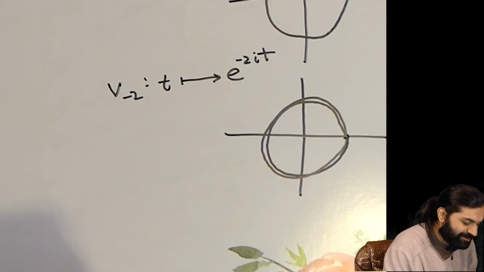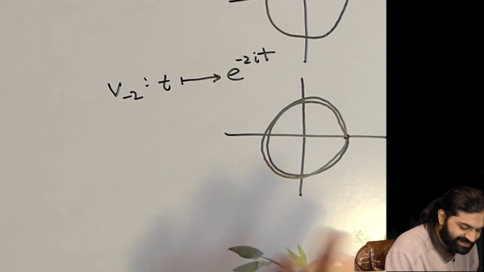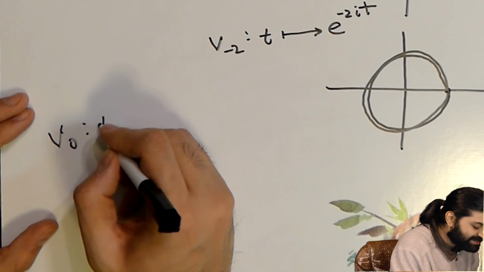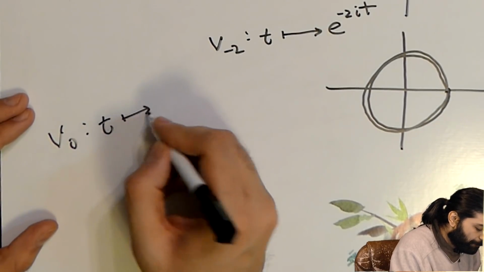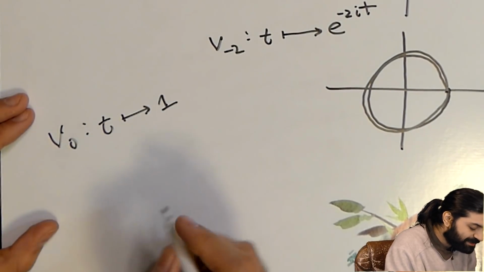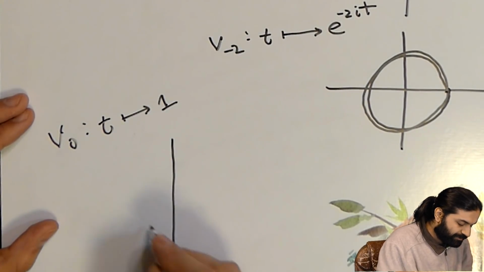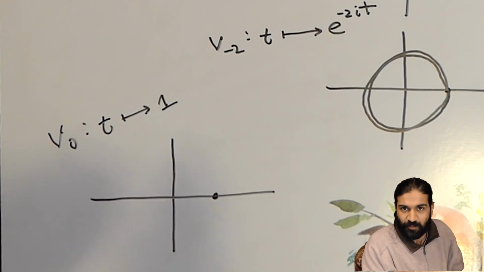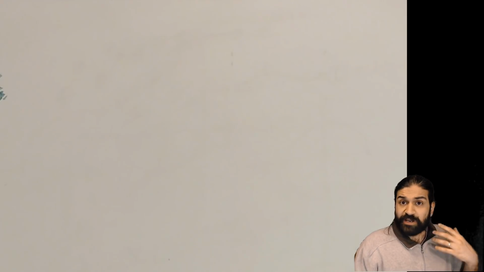One other one I want to point out very quickly is, what is v0? Well, v0 is t mapping to e to the 0 it, which is just e to the 0, which is just 1. So v0 is the path that starts at 1 and then just doesn't move. It stays at 1 the entire time. So you can modify these paths slightly by multiplying the equation by a complex number.